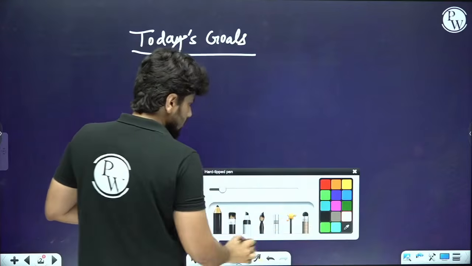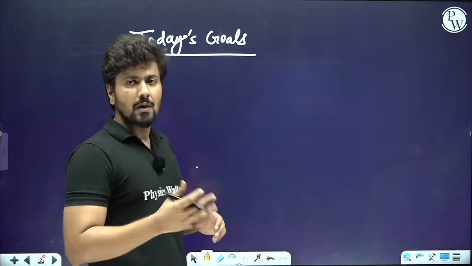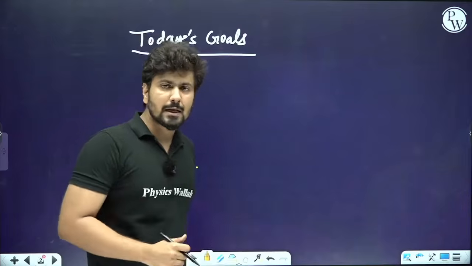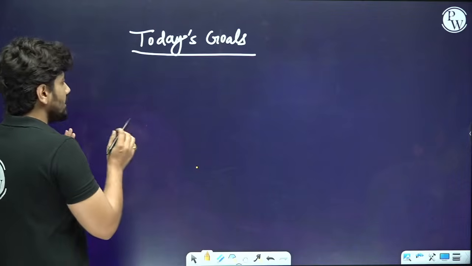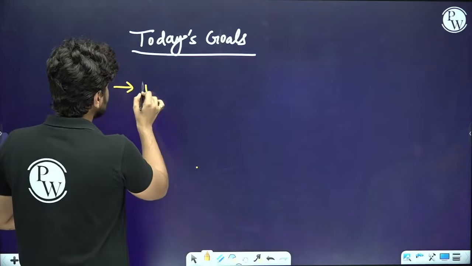What are today's goals? See, trigonometric equation is a very easy topic. If you are well aware about trigonometry, you won't have any problem in this particular topic because there are only two topics that we need to understand in this chapter. Okay, that is particular solution and general solution.